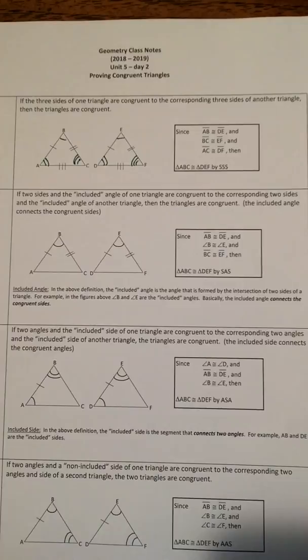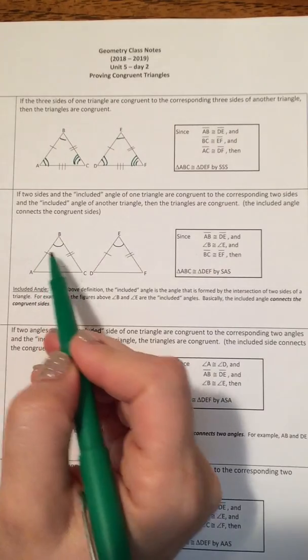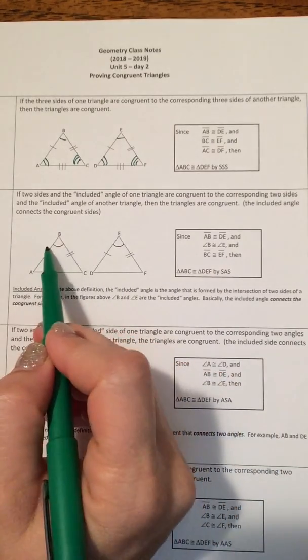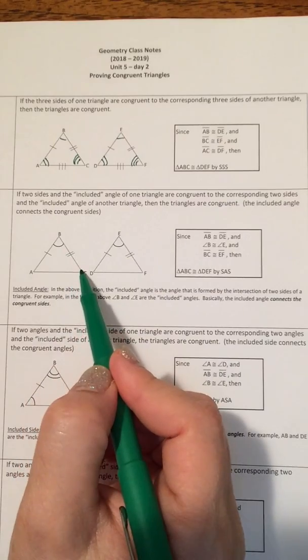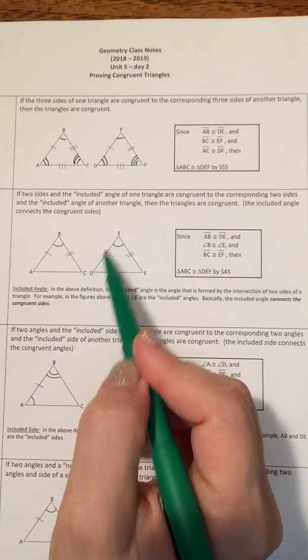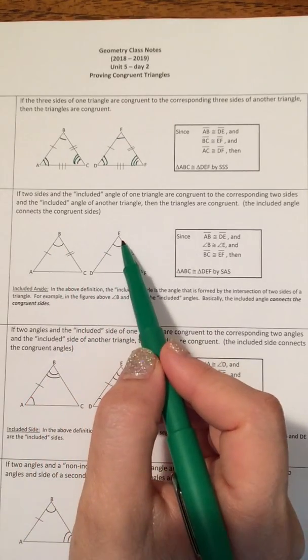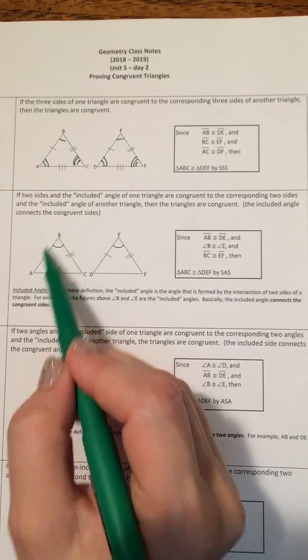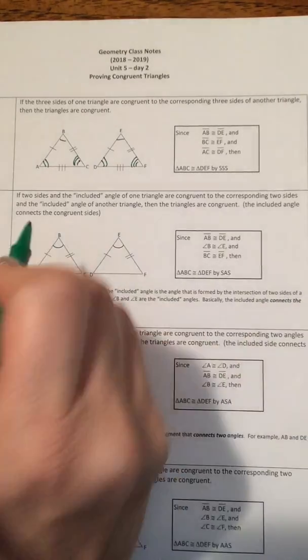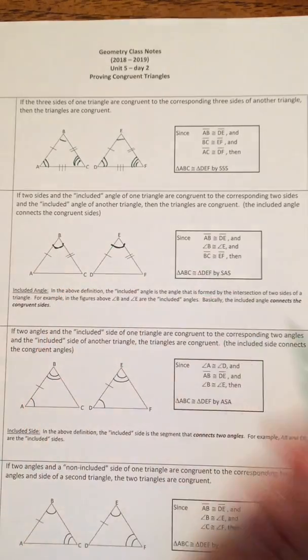The second one is side, angle, side. It says if 2 sides and the included angle of one triangle are congruent to the corresponding 2 sides and included angle of another triangle, then the triangles are congruent. The included angle connects the congruent sides, and you can see that side AB is congruent to side DE, and then the angle between that side and side BC is the same angle that's between the corresponding sides here. So we have angle B is congruent to angle E, and it's the included angle. It's the one between the 2 sides, and it connects the 2 congruent sides.